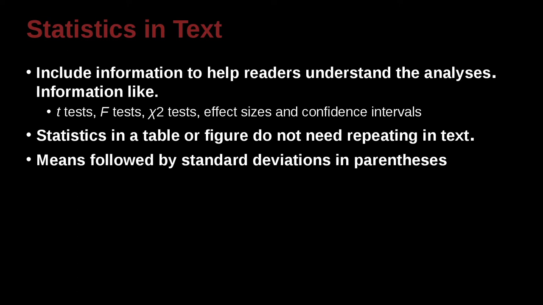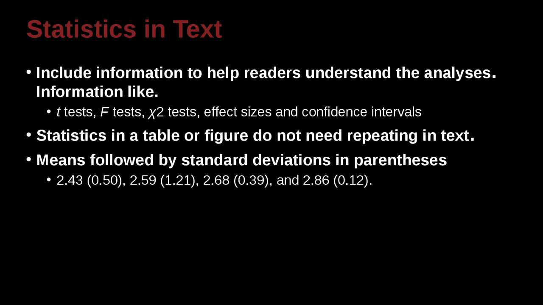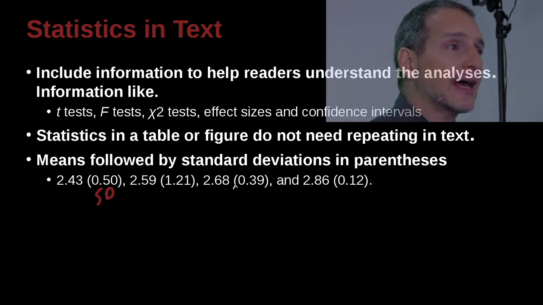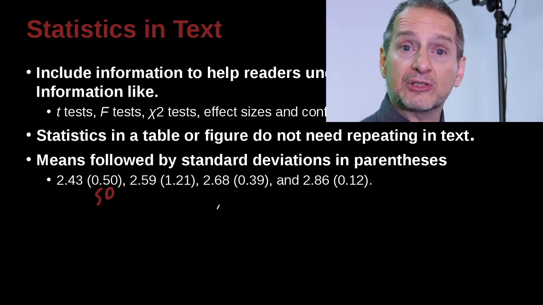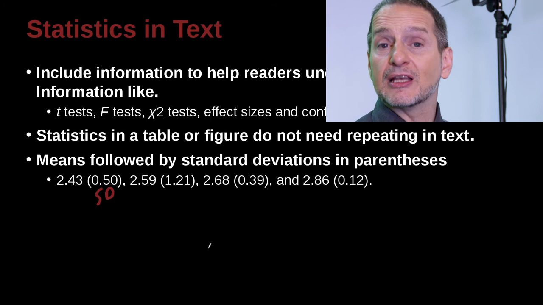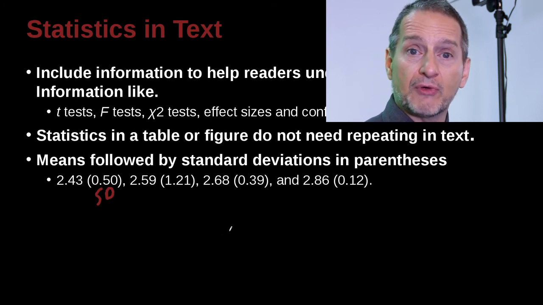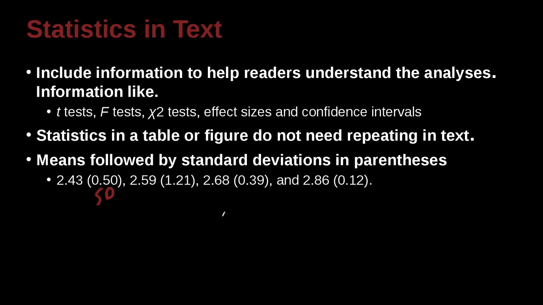Means followed by standard deviations in parentheses is kind of the standard approach. So for example, here we can see that we would have something along the lines of, here's the mean, 2.43, and then here is the standard deviation, the SD. Or here's another mean, 2.59, and here is the standard deviation, 1.21, etc. So you can see that's exactly the way it works. And why is that important? Because that helps us to see how you got the calculation. And in fact, for basic numbers, we could double check the calculations and see if they're correct or if there's an issue or if something is important.